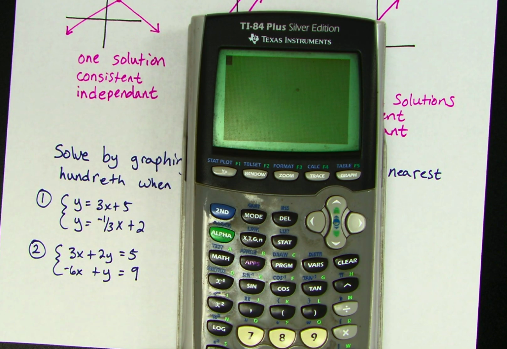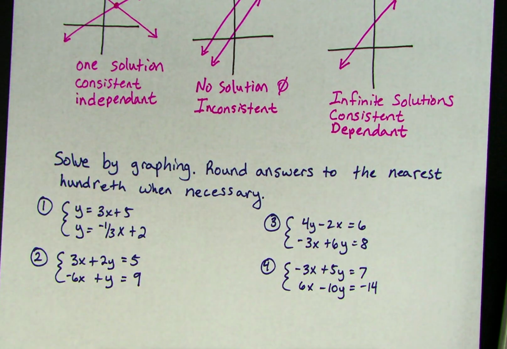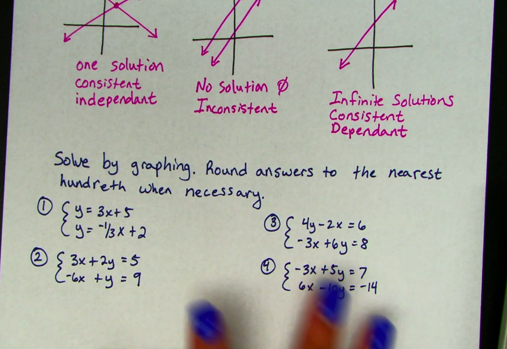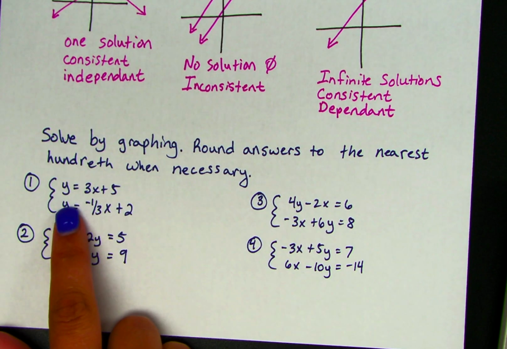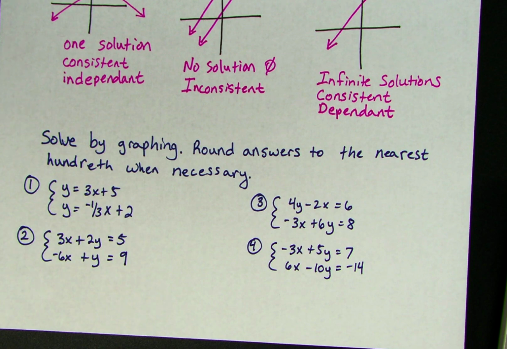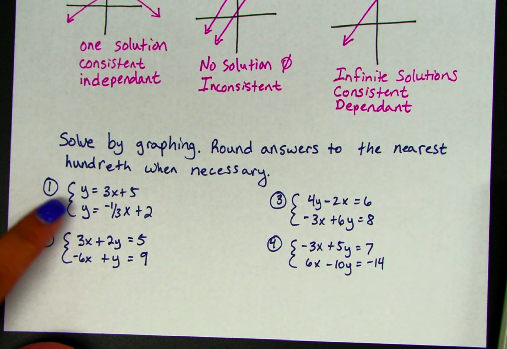All right, so when we are solving by graphing, whether it's by hand or on the calculator, our equations need to be in the form of y equals. If they wouldn't be in that form, then the first thing we would have to do is solve each of the equations for y. So the first system, we're okay.